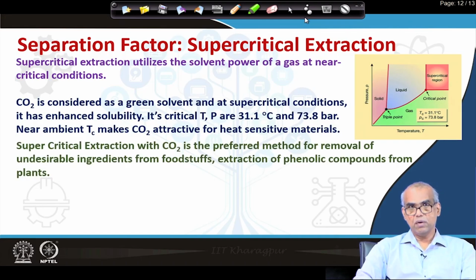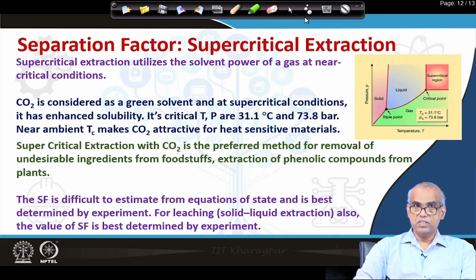Supercritical extraction with carbon dioxide is the preferred method for removal of undesired ingredients from foodstuffs. It is also frequently used for extraction of phenolic compounds from plants. In recent years, supercritical extraction using carbon dioxide is being increasingly used in pharmaceutical industries. The separation factor is difficult to estimate from use of an equation of state, and is best determined from experimental data.